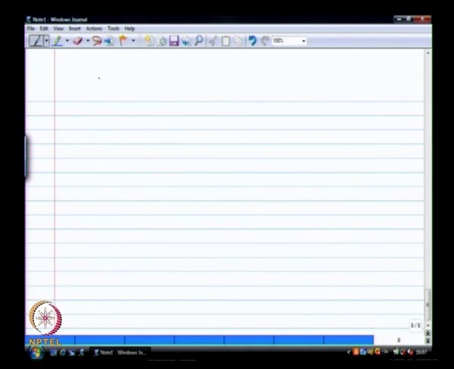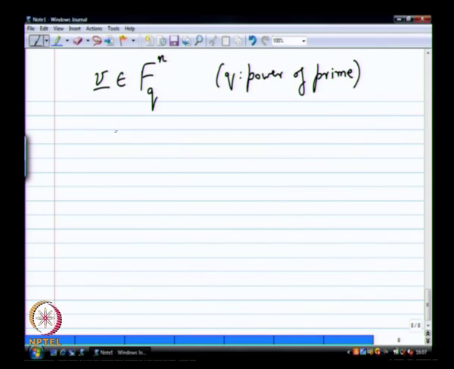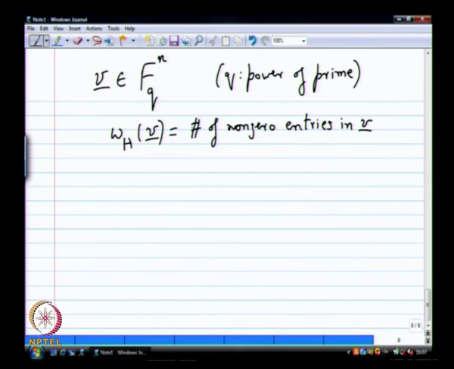If you have a vector v belonging to Fqn, where q is some prime power, the Hamming weight of v is defined as the number of non-zero entries in v. I am sure there is a more precise way of writing it, but I guess it is clear. Whenever for binary you count the number of ones, in non-binary you count the number of non-zero entries.